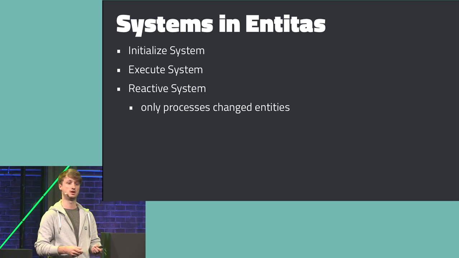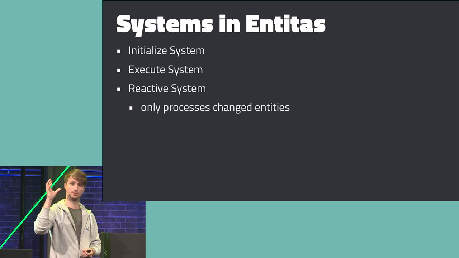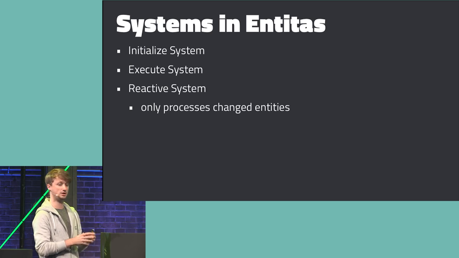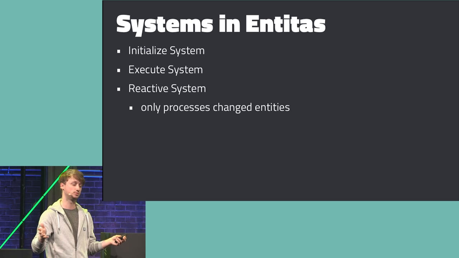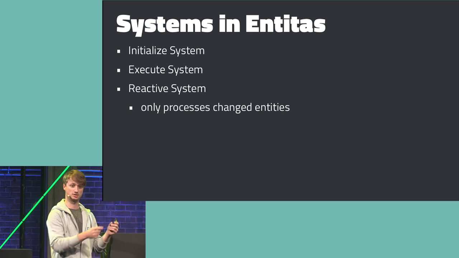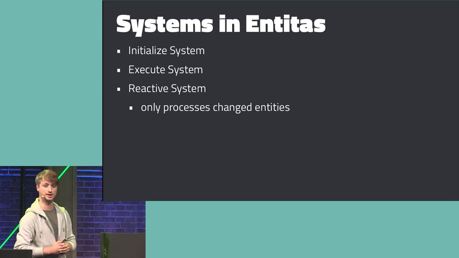Now imagine you have a render view system, for example, where you want to update the transform of a game object based on the position it has. Now, if you have thousands of entities with this view and position, but only 10 of them change the position, you don't want to iterate over all of them and update the view because it's just necessary to update those 10. And this is exactly when you want to use a reactive system.